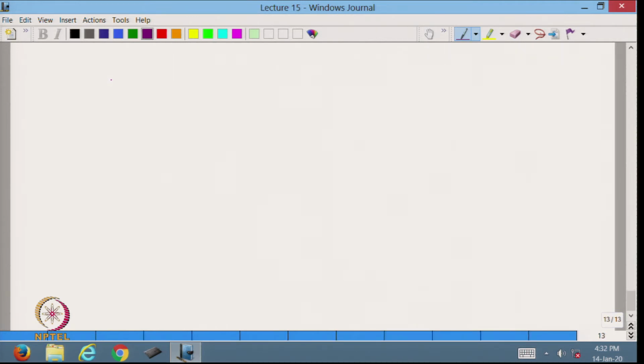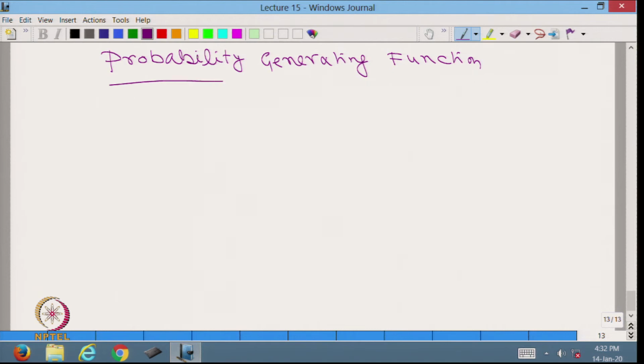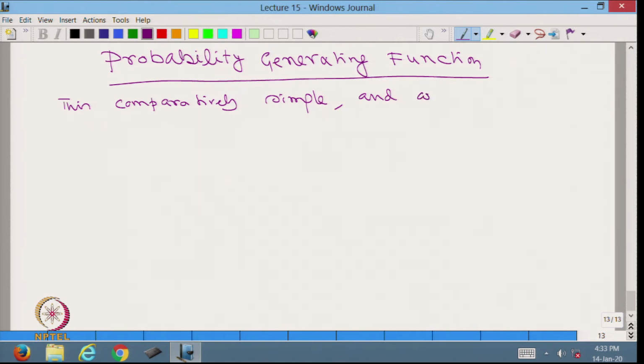The next generating function that we study is the probability generating function. This is comparatively simple and works for discrete, integer valued random variables.